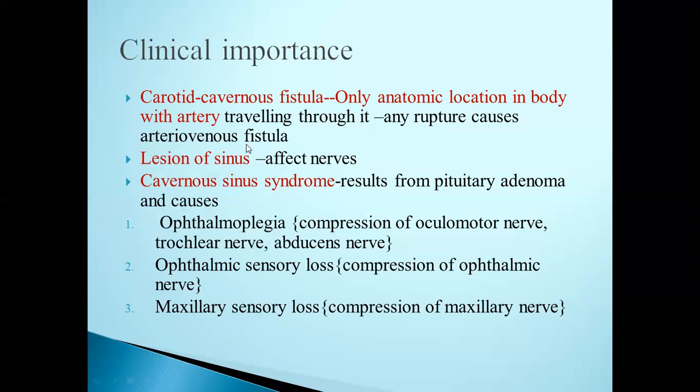Applied importance. There can be carotid cavernous fistula, as there is an internal carotid artery which travels through the sinus. This is the only location where the artery is traveling through a venous channel. So any rupture of this artery will cause arteriovenous fistula, as this is a venous draining channel. A lesion in the sinus will affect nerves. So we have seen many important nerves: medially abducens, laterally ophthalmic, oculomotor, maxillary, trochlear, all are lying in the lateral wall. So all these nerves, they get affected.